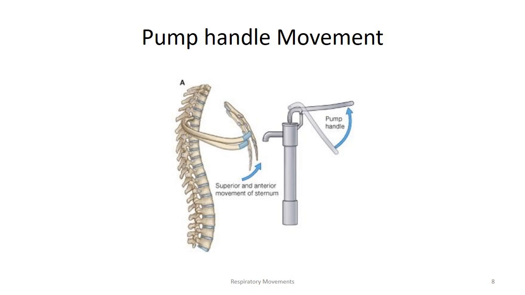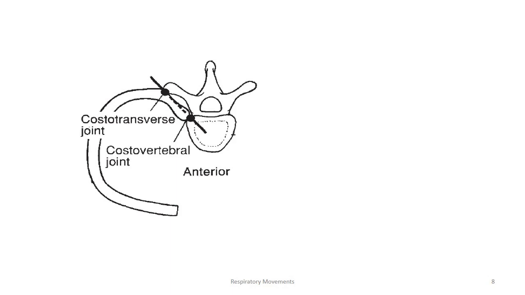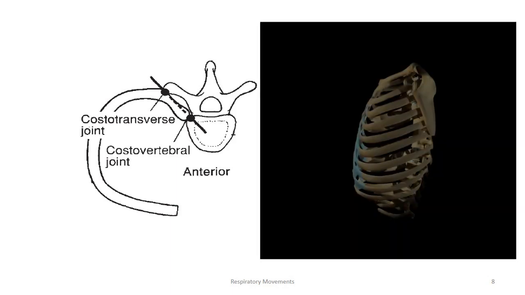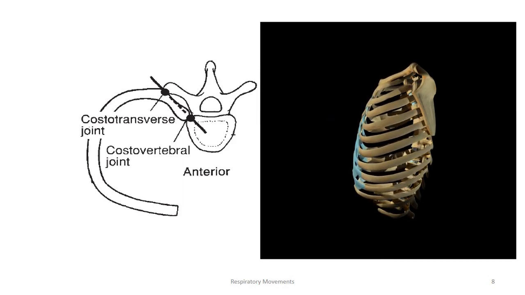During inspiration, ribs get elevated and your costal cartilage becomes horizontal and superior. Because of that, there is an increase in the anterior posterior diameter of the thoracic cage, and can you see this blue arrow that pushes the sternum superiorly and anteriorly? That is known as pump handle movement, and the axis of the movement is slightly inclined towards the frontal plane, so movement will occur perpendicular to it, that will be in the sagittal plane.